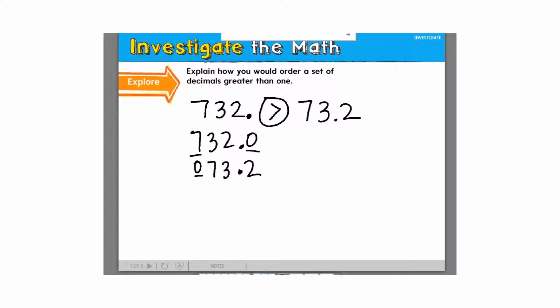So the first one is the bigger one. 732 is bigger. Because $732 is more than $73.